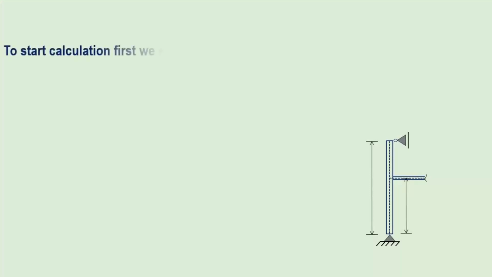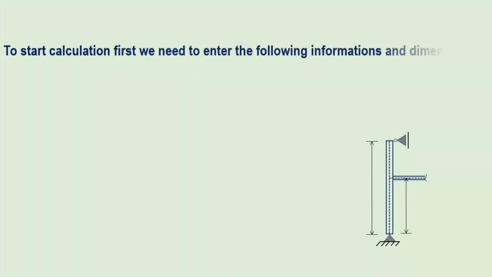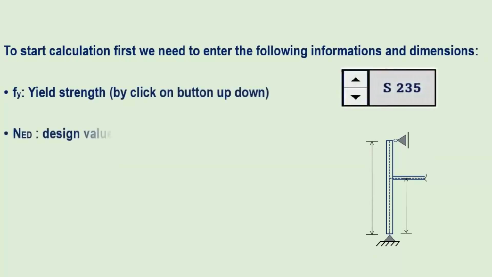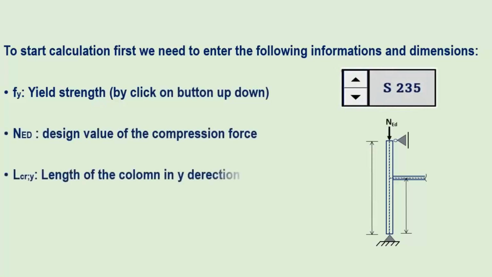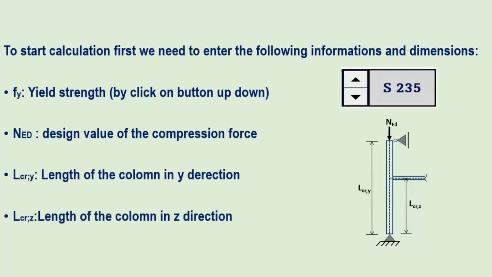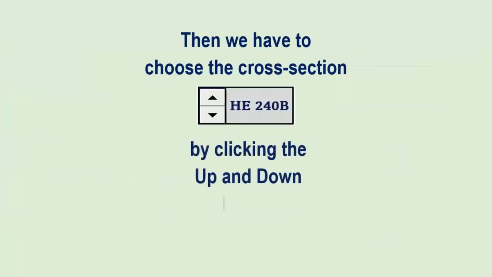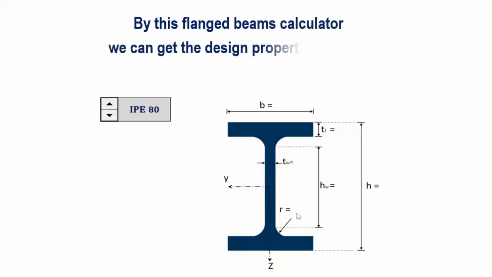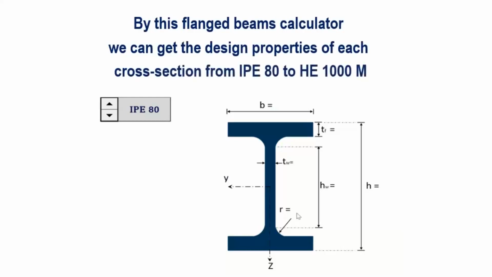To start the calculation, first we need to enter the following information and dimensions: yield strength, design value of the compression force NEd, length of the column in Y direction Lcr,y, length of the column in Z direction Lcr,z. Then we have to choose the cross section by clicking the open down button. With this flanged beams calculator, we can get the design properties of each cross section from IPE80 to HE1000M.